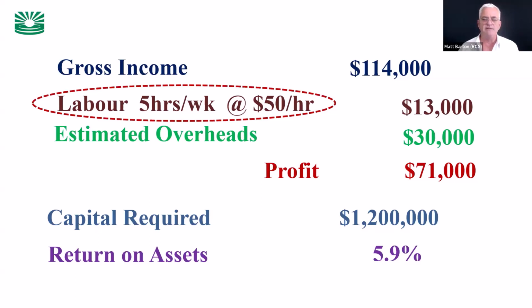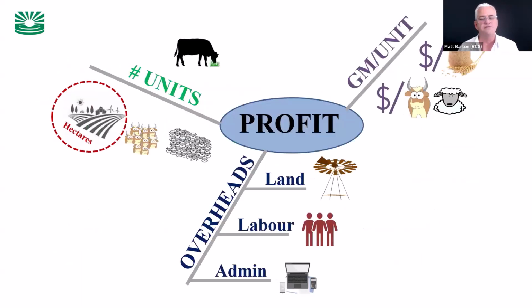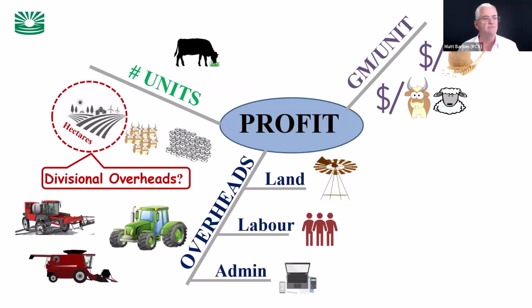I see so many businesses that have been set up that will only make money when everything is perfect, when the seasons are perfect, when the prices are good, everything's in your favour, and struggle in those times that they're not. Another one is cropping, and I've already raised this, but divisional overheads.